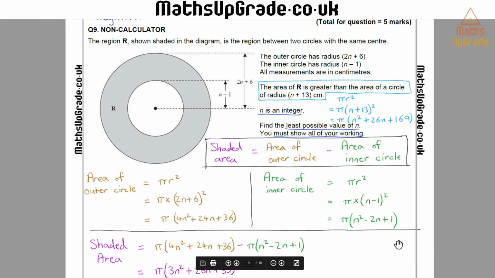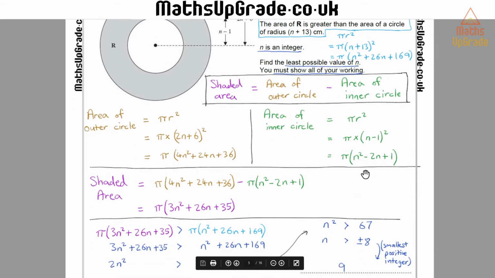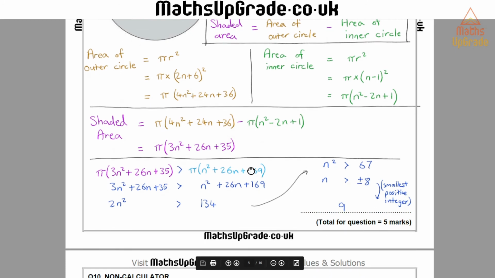So the shaded area is these two expressions subtracted. Let me do that here. And if I simplify, well, 4n squared take out n squared is 3n squared. 24 subtract negative 2n gives me 26n, since I'm subtracting a negative. 36 subtract 1 gives me 35. So now here's my shaded area.